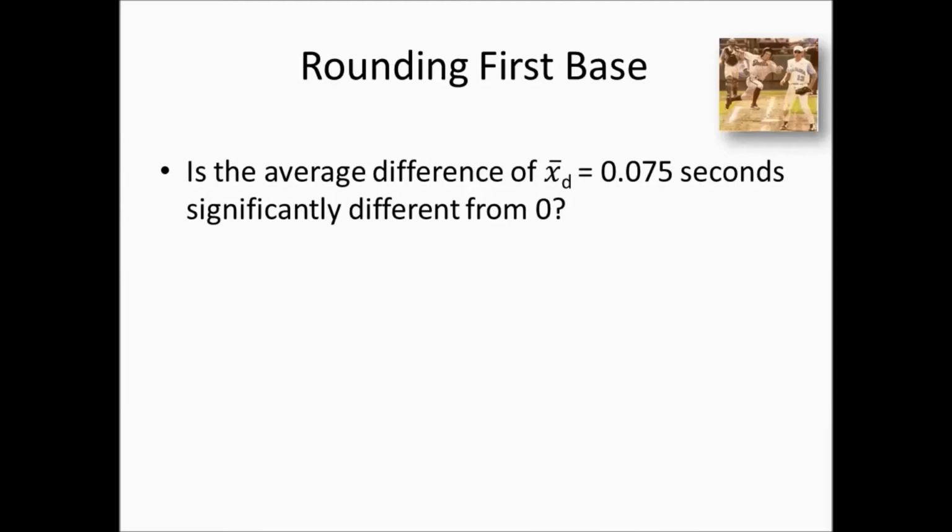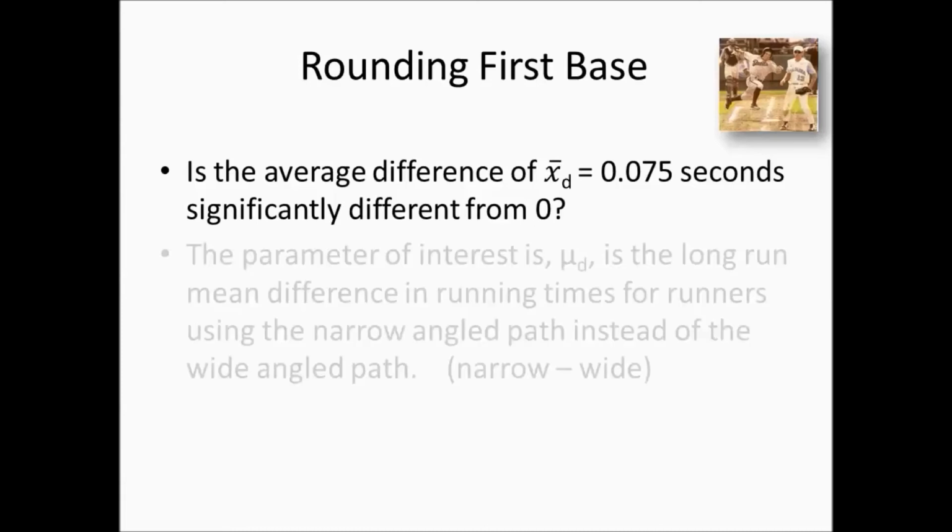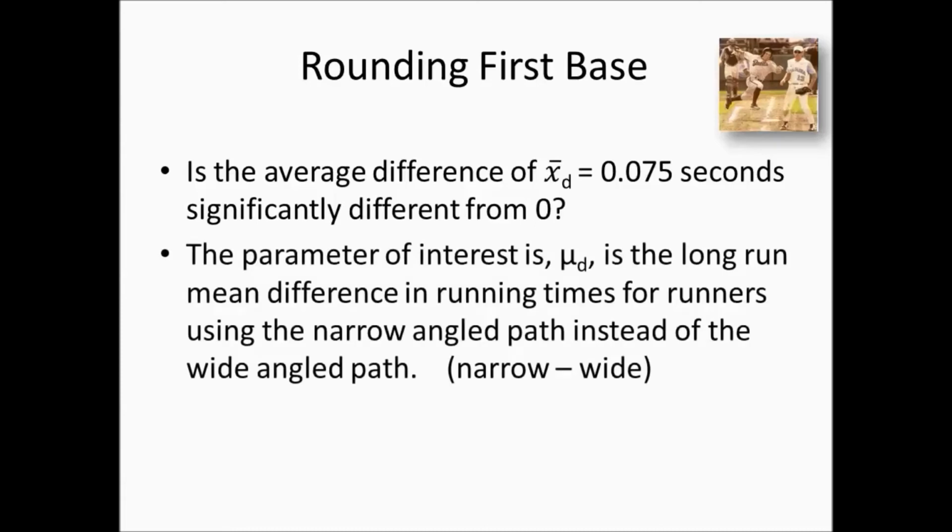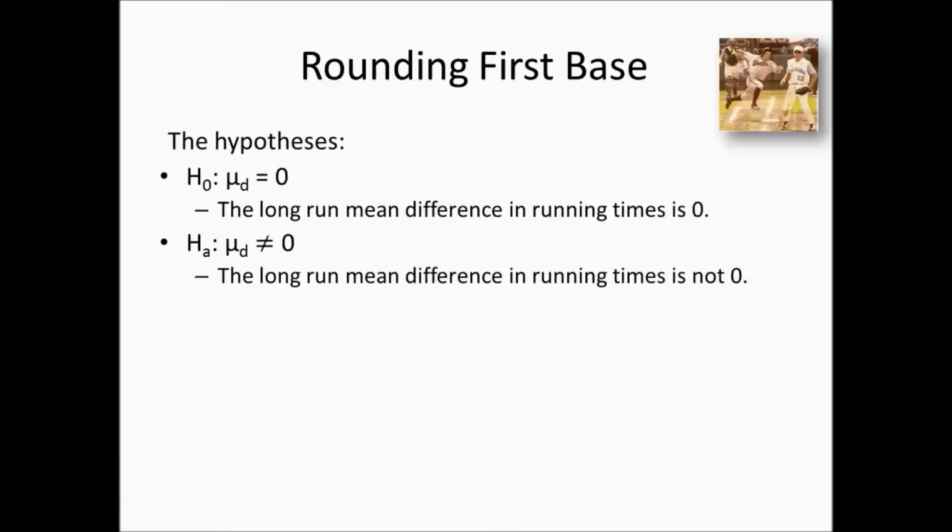So now we can ask whether this mean difference of 0.075 seconds is significantly different from 0. We define a parameter of interest to be mu sub d, the long-run mean difference in running times for runners using the narrow angle instead of the wide angle path. So here are our hypotheses. The null is that the long-run mean difference in running times is 0. And the alternative is that the long-run mean difference in running times is not 0. Notice we're using a two-sided alternative.